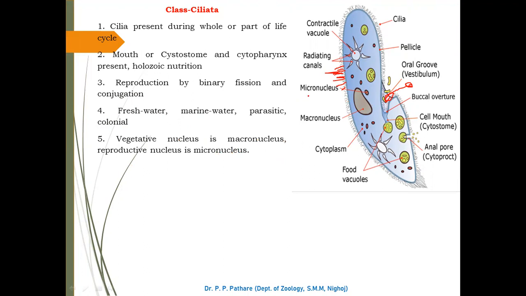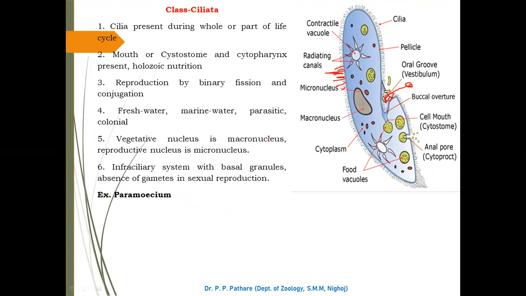The Paramecium shows definite features, that is, micronucleus and macronucleus are present in its body for different functions. The infraciliary system with basal granules is absent. Gametes are found in sexual reproduction. This is the whole information regarding Class Ciliata.